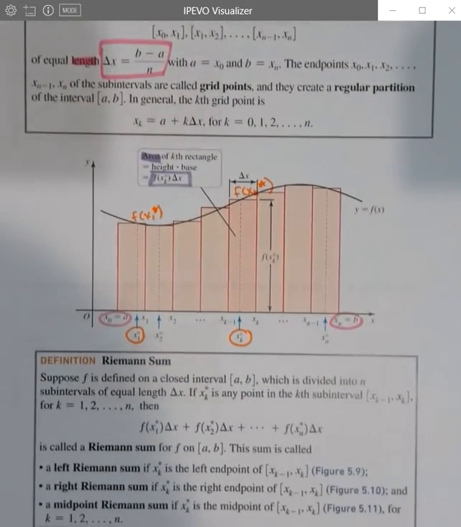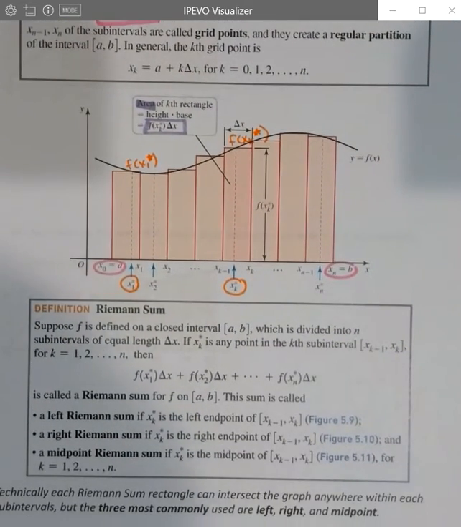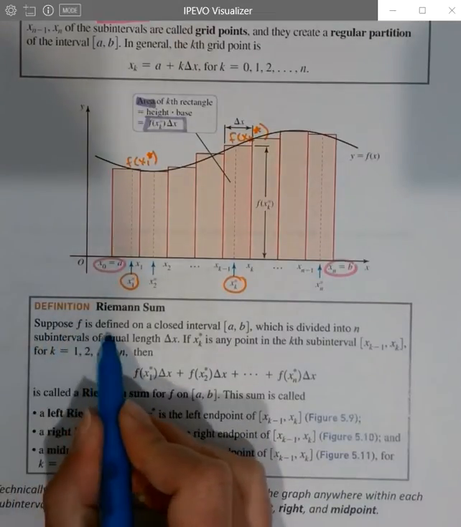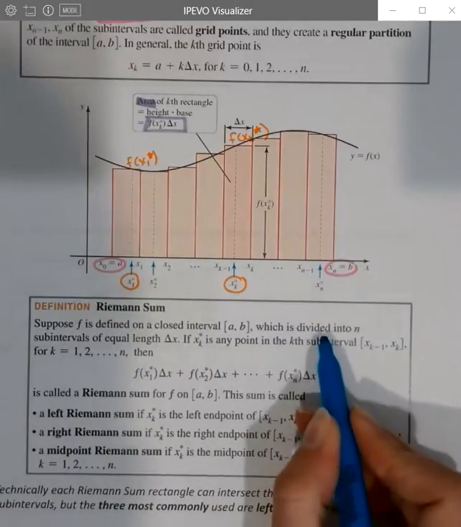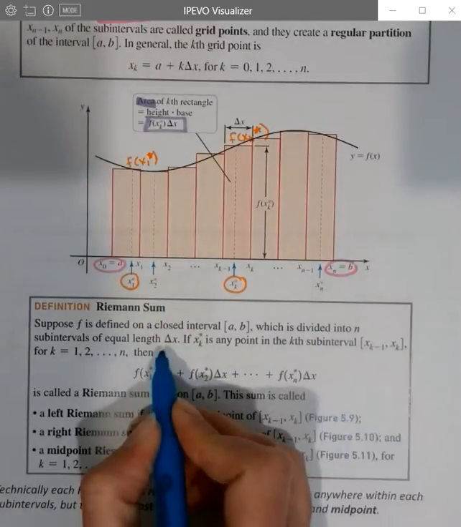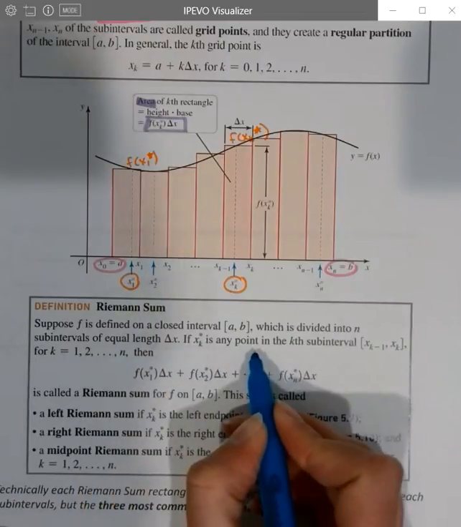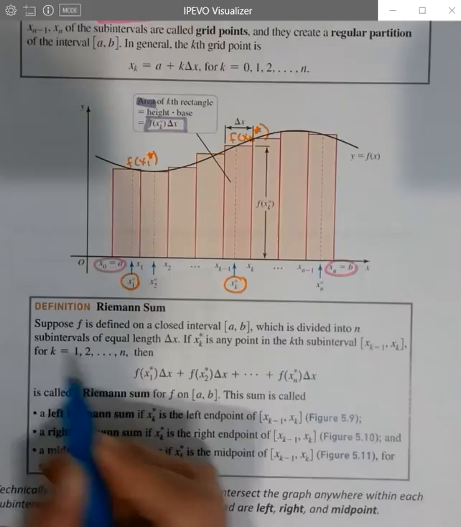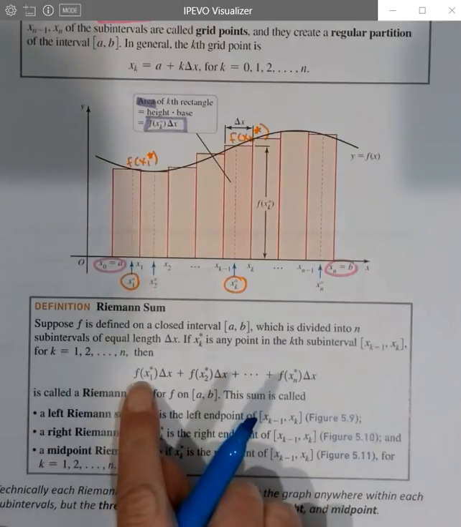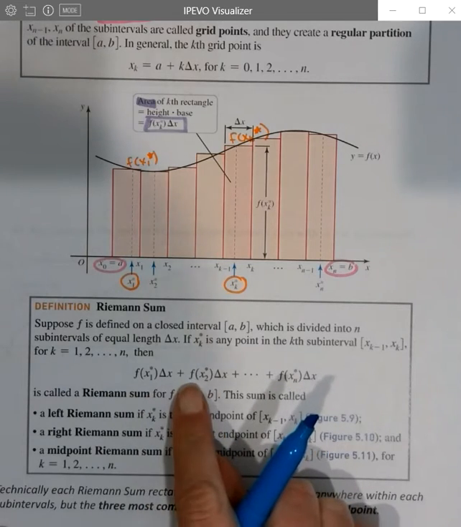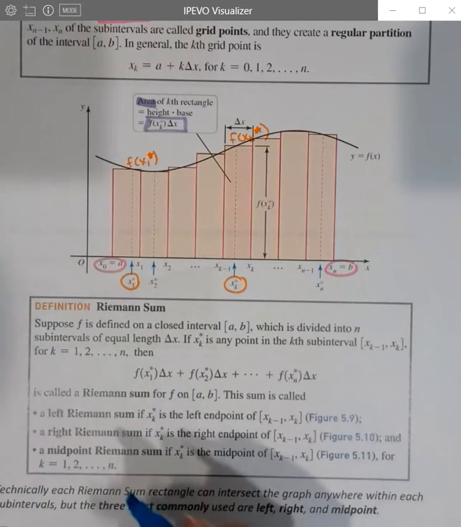Okay, now that we have that regular partition defined, let's look at the definition of a Riemann sum. A Riemann sum is defined this way. We've got f as a function defined in a closed interval, which is divided into n subintervals of equal length, delta x. If xk star is any point in the kth interval, then this sum of f of x1 star times delta x plus etc. f of x2 star times delta x is called the Riemann sum.